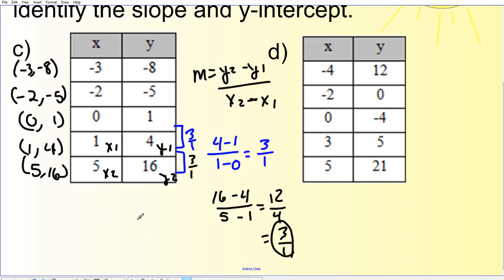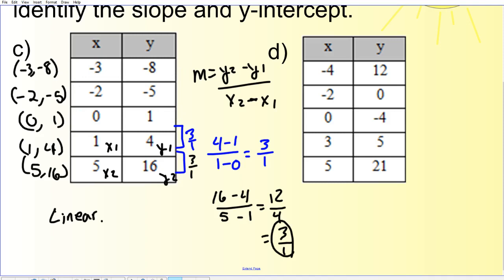So I found the slope was the same everywhere, so this graph is linear. Now, I could go through and find the slope here, and here, and between this point and this point, and all these different combinations. And we're going to find the slope is the same at all of them. The slope is going to be 3 over 1 everywhere. Okay?